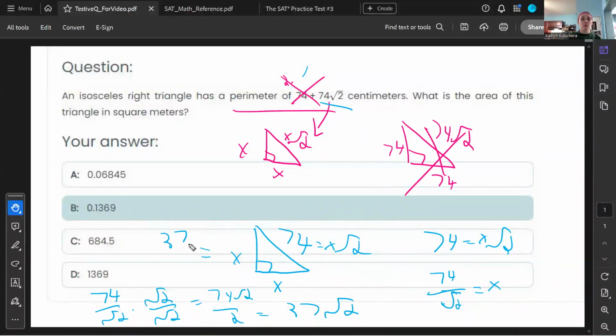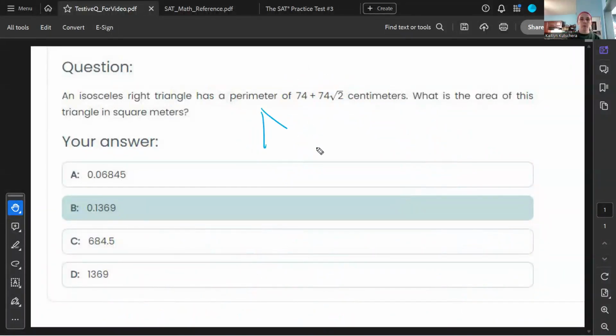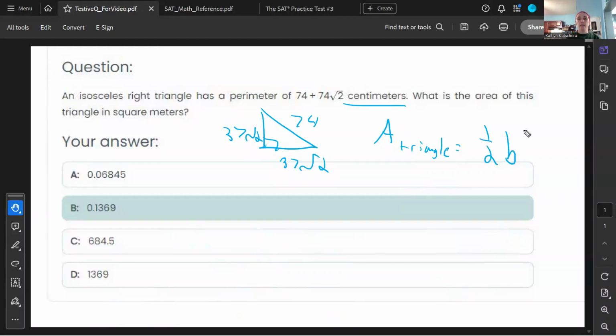So if that's 37 root 2, this is 37 root 2, you can see that 74 plus 37 root 2 plus 37 square root of 2 equals this. So I now have the dimensions of my triangle. I'm going to clear it and write just the triangle again on its own. Remember, this is all in centimeters. So I know it's 74, 37 root 2, 37 root 2, and I want the area. And the area of a triangle, also given to you on that reference sheet, if you happen to forget it, equals 1/2 base times height.